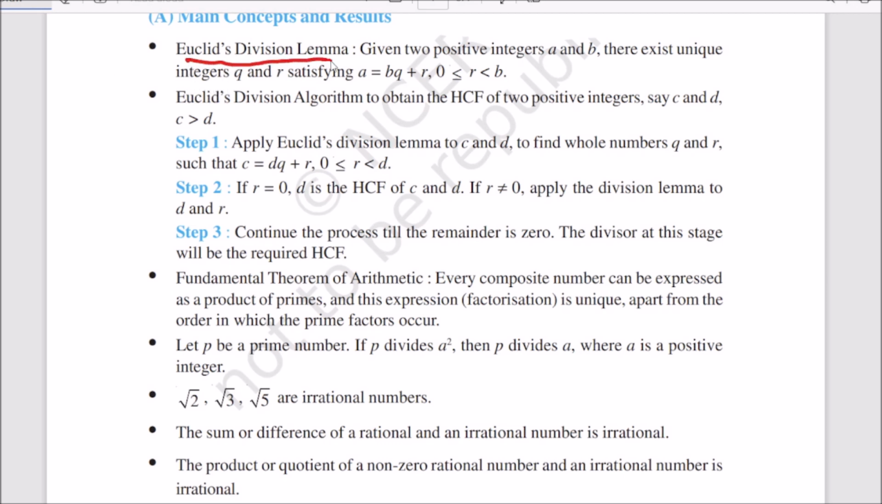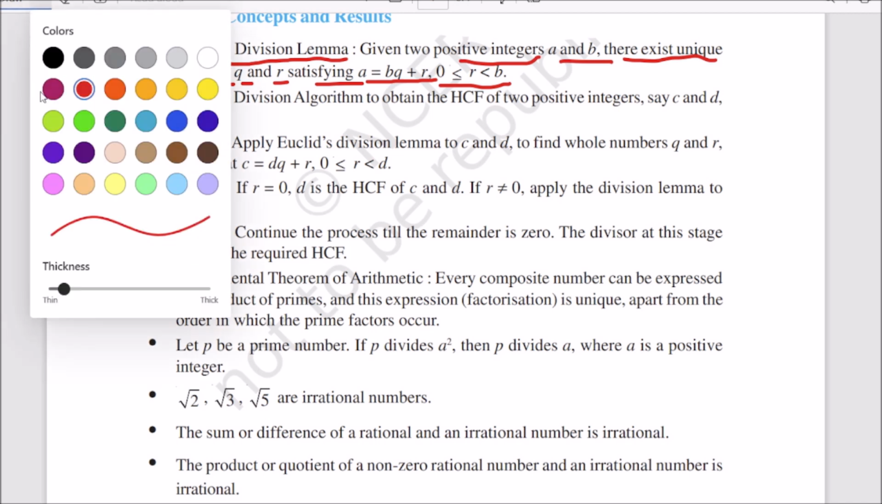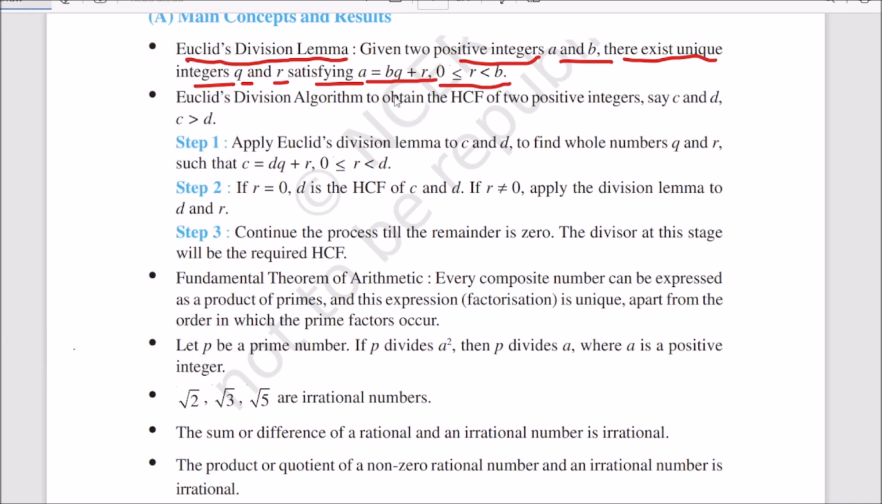First is Euclid division lemma. Given two positive integers a and b, there exist unique integers q and r satisfying a is equal to bq plus r, where r is greater than or equal to 0 and less than b. This is a very important concept because sometimes this itself comes as an objective question.